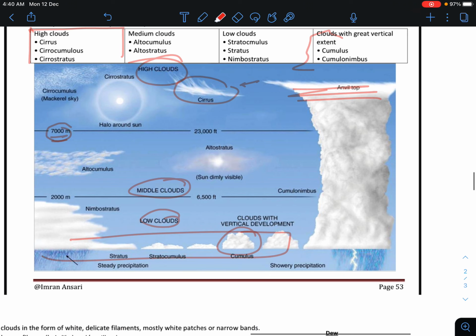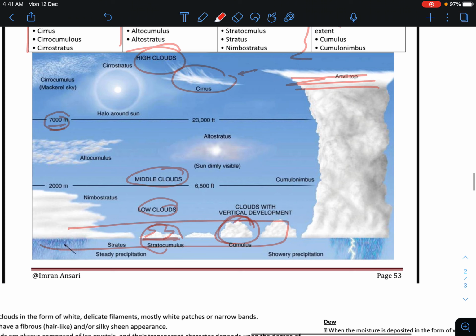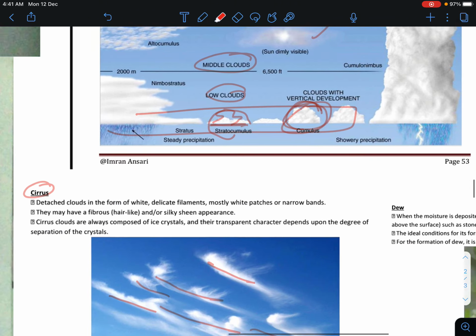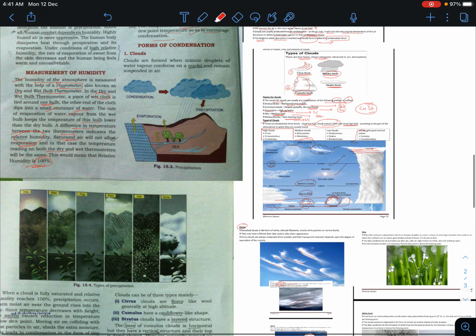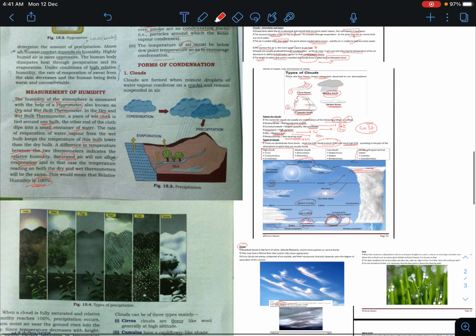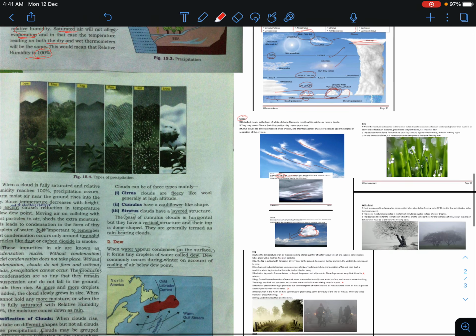So we will see this in this diagram. This is a stratocumulus, meaning the base is layered, and it has a cauliflower-like structure. And if we are only talking about a cumulus, it is only a cauliflower. So I think you should go through this diagram. Okay. Now the second point, this point is over.